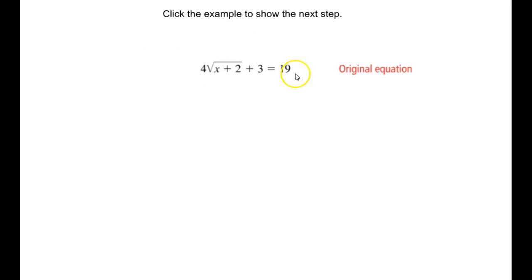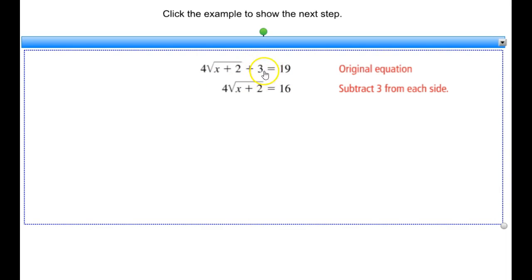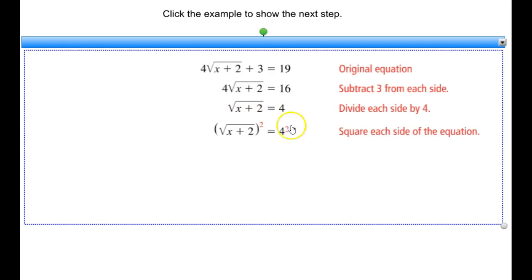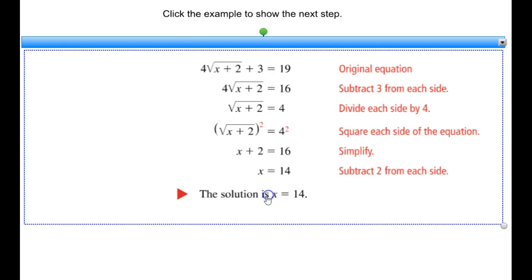Now we have a little bit more complicated one, right? There's some other things being done to my radical first. So again, the first thing I have to do is get this whole radical by itself. So I write out my original equation. Then I subtract this 3 from both sides. So now I have 4 times the square root of x plus 2 equals 16. Now I'm going to divide by that 4 to get the radical by itself. Now that the radical is by itself, I square both sides. So I end up with x plus 2 equals 16. Now I can easily solve for x by subtracting that 2 from both sides. So I get x equals 14.